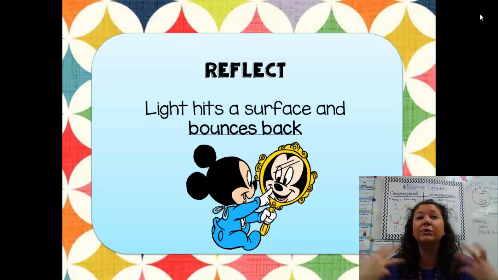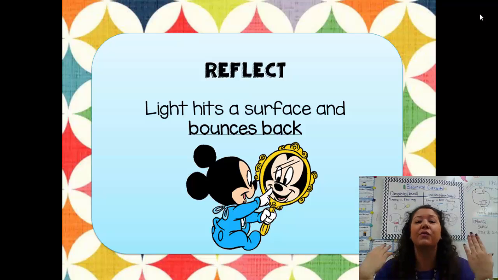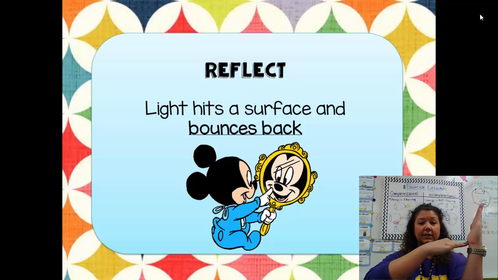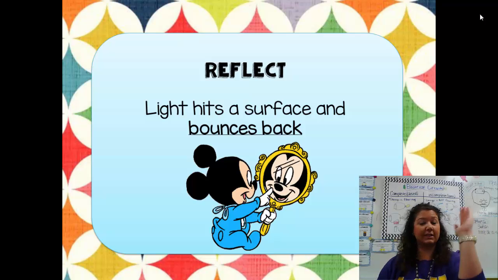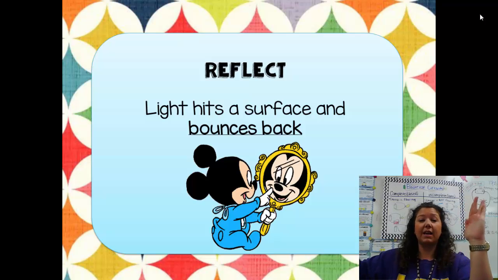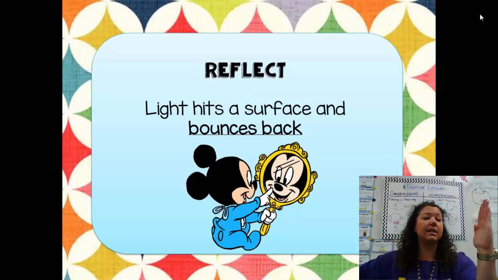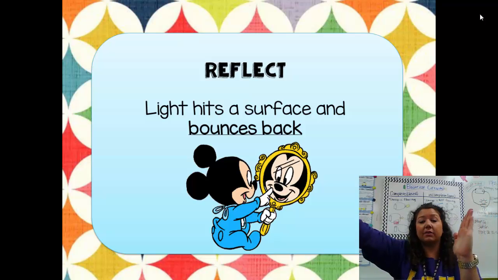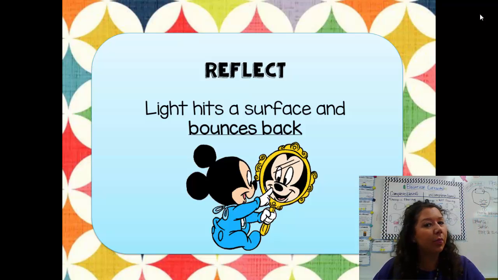When you look in the mirror, you see your what? Your reflection. Reflection is when light hits a surface and bounces back. Remember, this is our surface. This is the pathway of light. When it is being reflected, it hits that surface and bounces back. Notice, does it go through? No. The key word in reflect is bounces back.